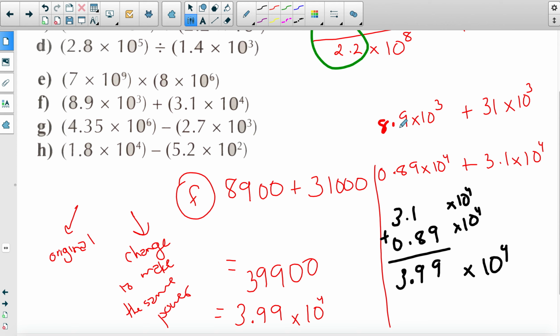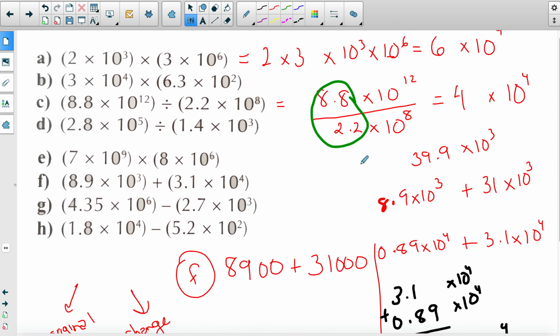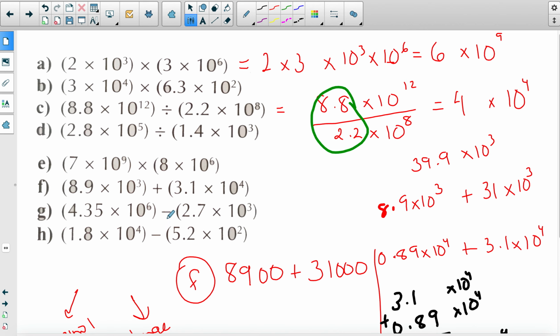You won't get the number in standard form, so in this case you will get 39.9 times 10 to the power of 3, which is not in standard form, so you'll have to change it to standard form to get 3.99 times 10 to the power of 4. And then it's a similar case with the subtraction. You just change them to have the same power, and then you subtract the digits. So it's not impossible to do, it just requires that extra step, and be comfortable with any of the methods that I've gone through. Sorry for the mess on this page.